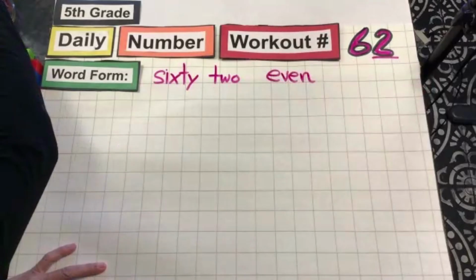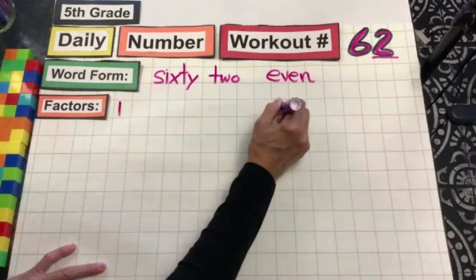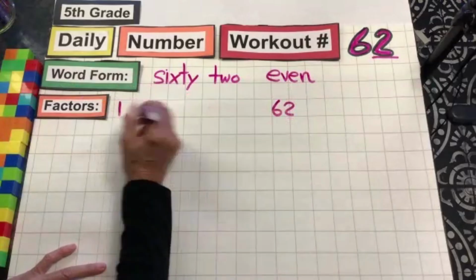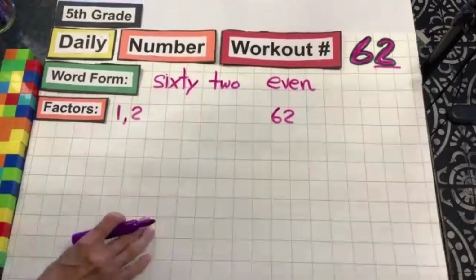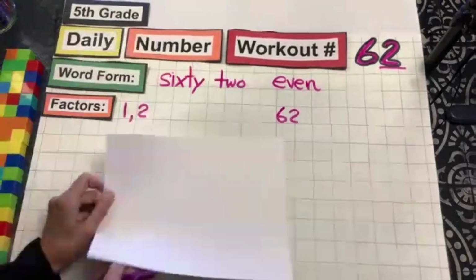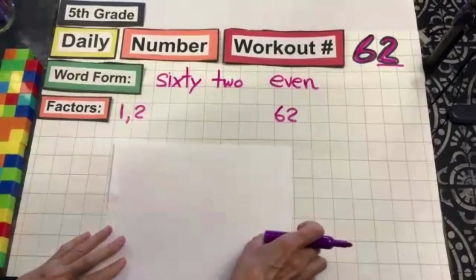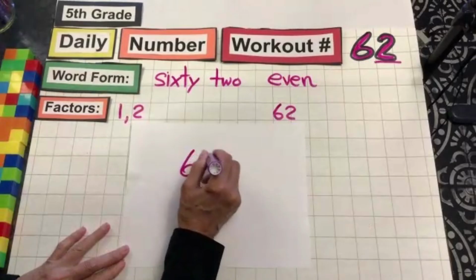Let's move on to our factors. So 1 times 62. We know 2 goes in because it's even. So we want to get out our scrap paper to do the work. If you do it on your own paper, that's fine. I'm just saving chart paper because it's expensive.